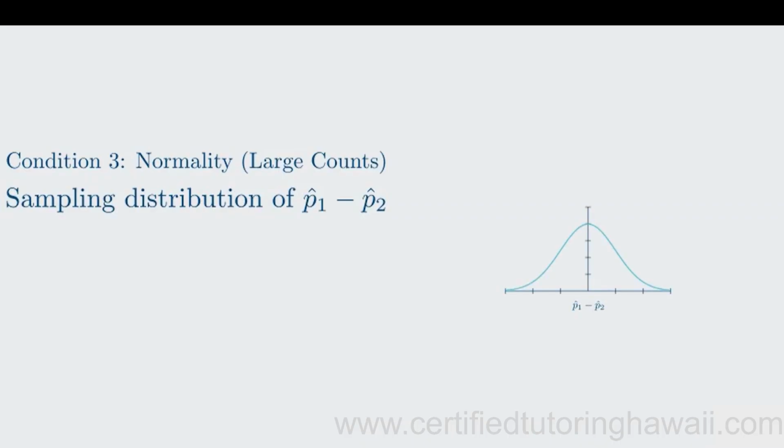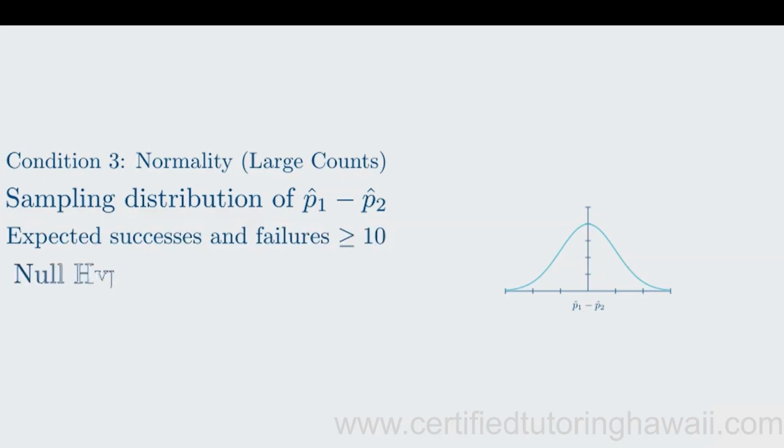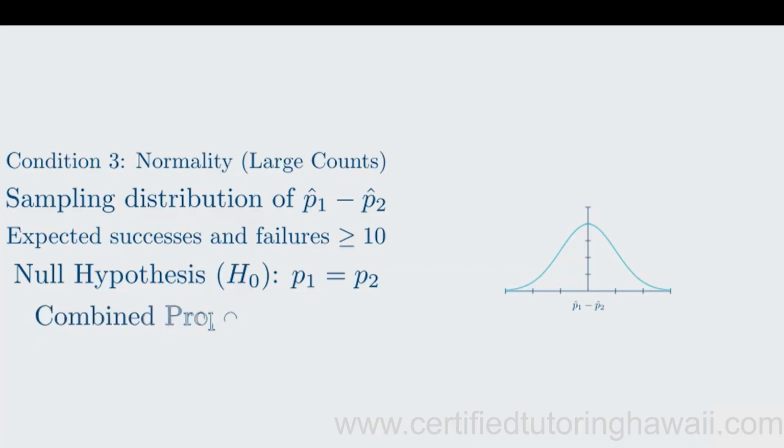The third and final condition is the normality condition, often called the large counts condition. For a two-sample z-test for proportions, we need the sampling distribution of the difference to be approximately normal. Here is a visualization of that bell curve showing the distribution of p-hat 1 minus p-hat 2. To satisfy this, we need to see at least 10 expected successes and 10 expected failures in both groups. However, there is a special twist for hypothesis testing. Since our null hypothesis assumes the two proportions are actually the same, we don't use the individual sample proportions to check this condition. Instead, we use something called the pooled or combined proportion.